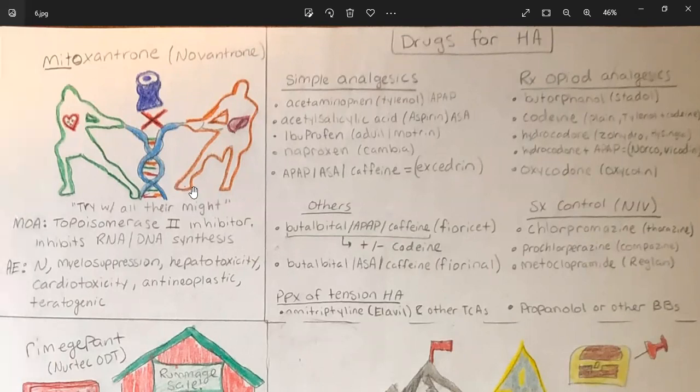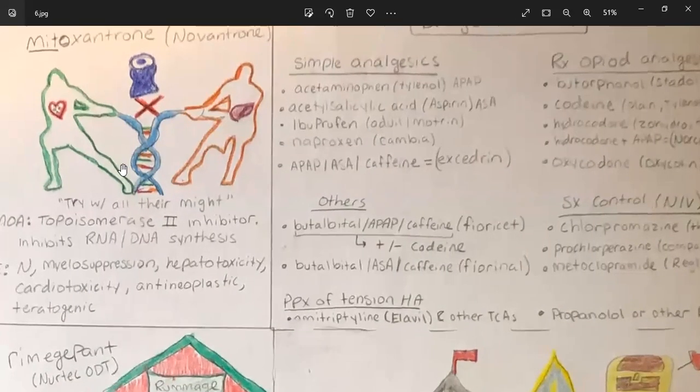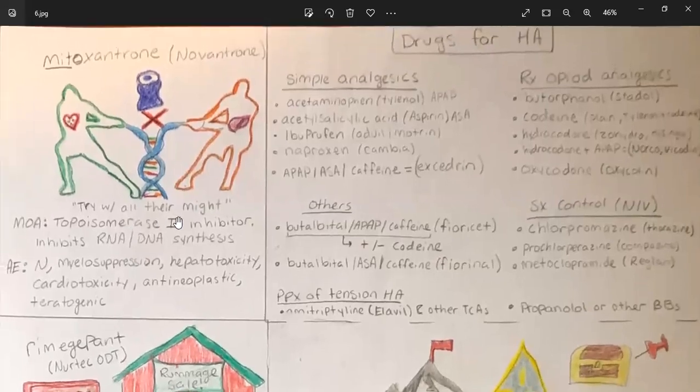Topoisomerase is the enzyme that untwists DNA, and so topoisomerase 2, there's two people, they're trying to untwist it, but they can't, they're being inhibited. And this is going to stop the RNA and DNA synthesis, which is why we have a DNA strand. Adverse effects are nausea, myelosuppression, hepatotoxicity, cardiotoxicity, and then anti-neoplastic and teratogenic.